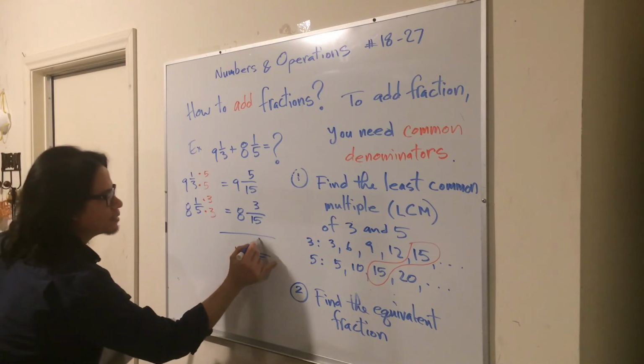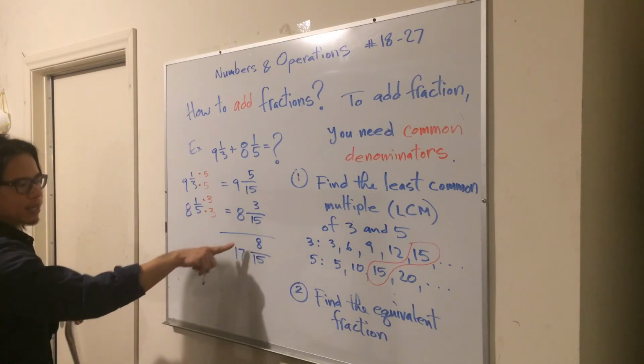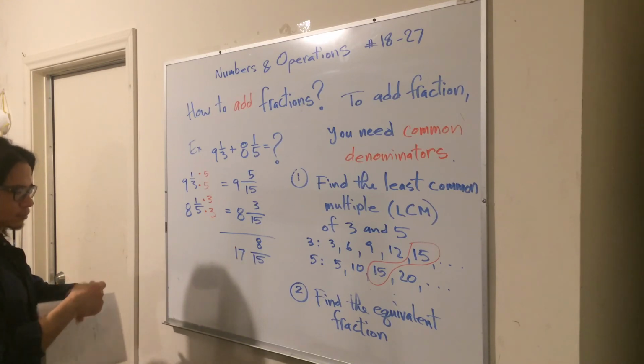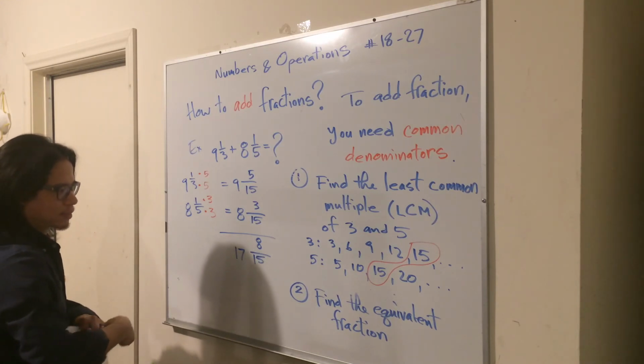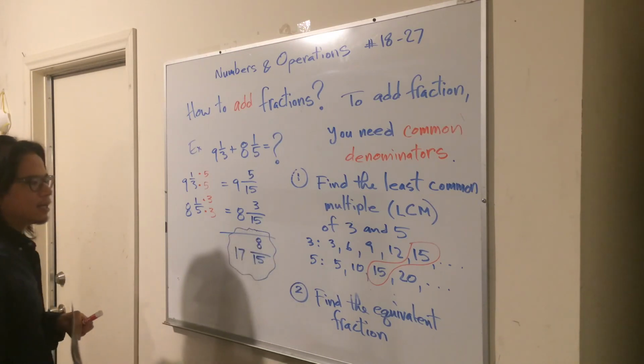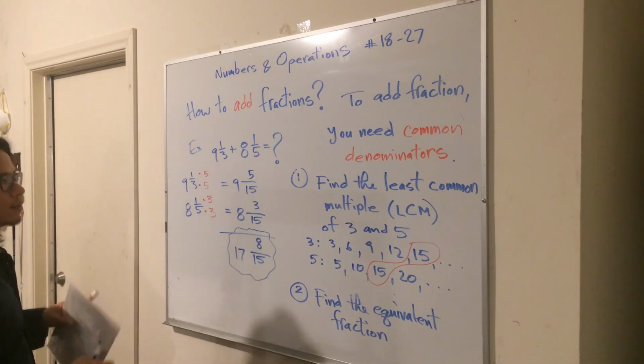5 plus 3 is 8. Check that the top number is smaller than the bottom number. We're good to go. Okay, so our final answer is 17 and 8/15 for this one.